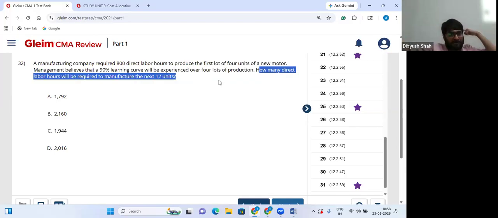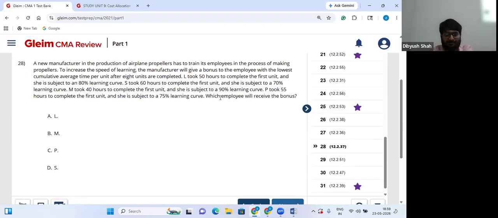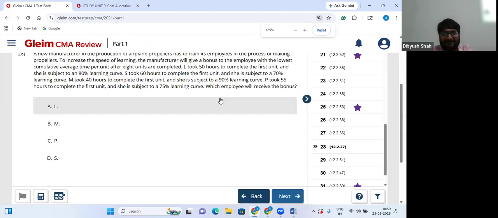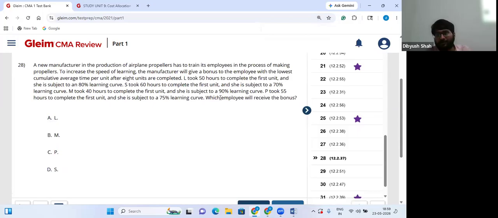So after 4 till 16. So total time you need for 16 units, minus total time you need for 4 units. Done. That is the extra time needed. Am I clear? Now let me explain this question, which I gave as homework. How many questions I have given? Let's see who can solve how many. I can only wish you guys the best.